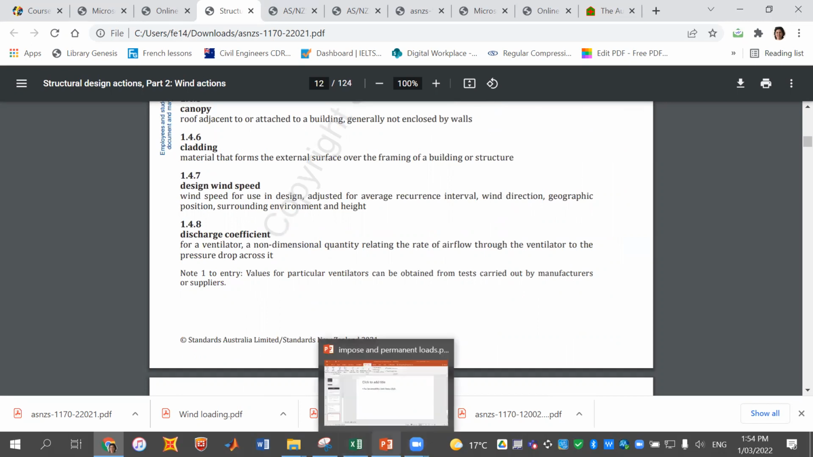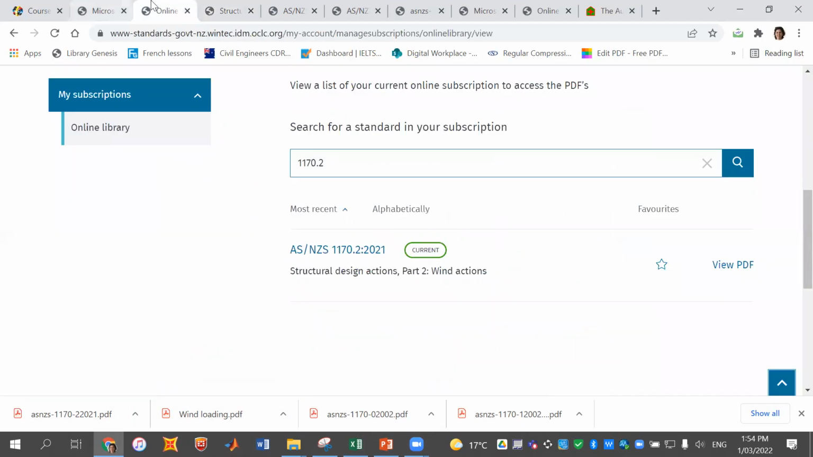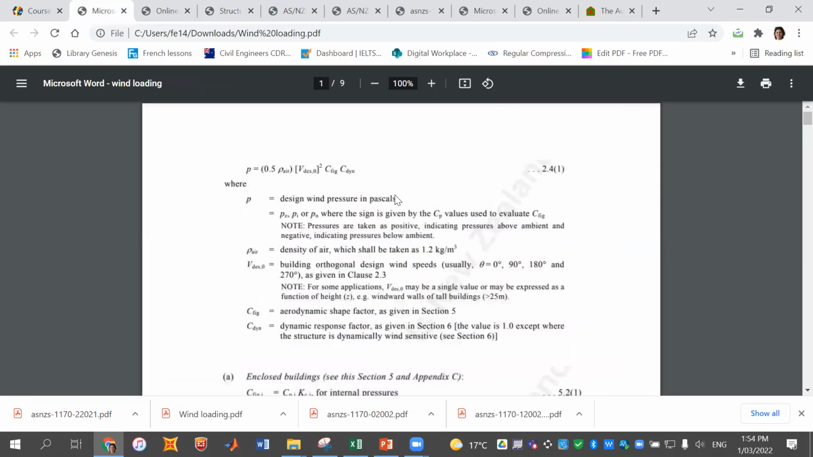So if you open the handout for the wind load, you will see that I put all the factors that you need for the wind load, and this document is pretty much straightforward. So here is the main formula to calculate the pressure of the wind load.